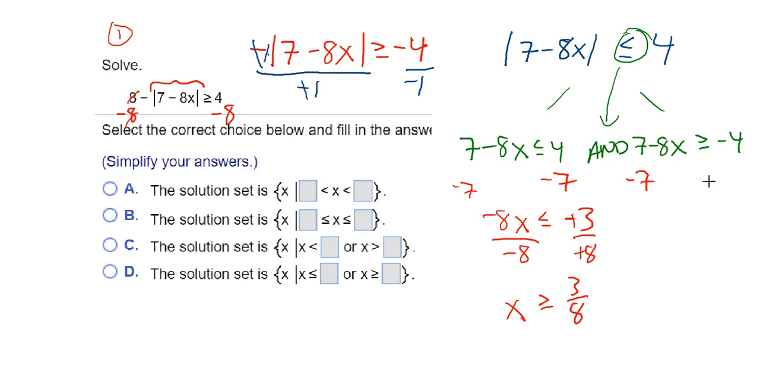We're going to do the same thing here. Subtract 7 from both sides. We get negative 8x is greater than or equal to negative 11. Divide by negative 8 on both sides, and we will get x is less than or equal to 11/8. Right? So again, the negatives cancel each other out. But because we divided by a negative on both sides, the symbol gets flipped around the other way.